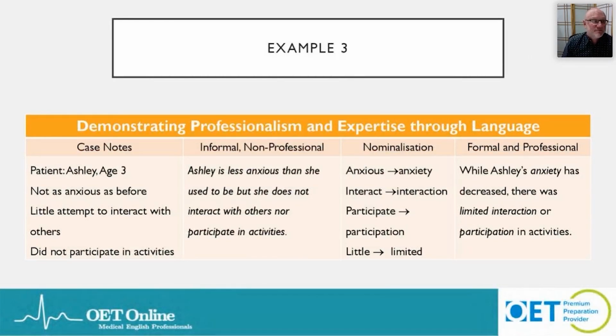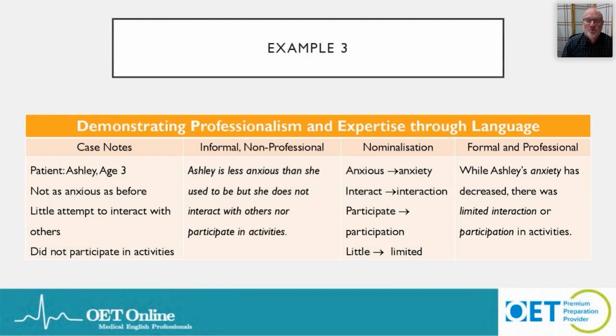So in this case, we've got Ashley, 3 years old, not as anxious as before, little attempt to interact with others, did not participate in activities. Okay, that's the history. How do we write that professionally? Well, the informal example: Ashley is less anxious than she used to be, but she does interact with others, but she does not interact with others nor participate in activities. So that nor, it's a little bit emphatic when really you're just trying to be clinical and factual.